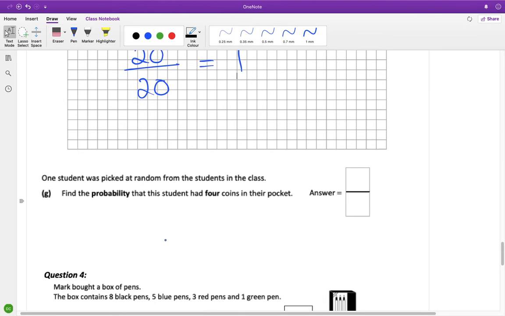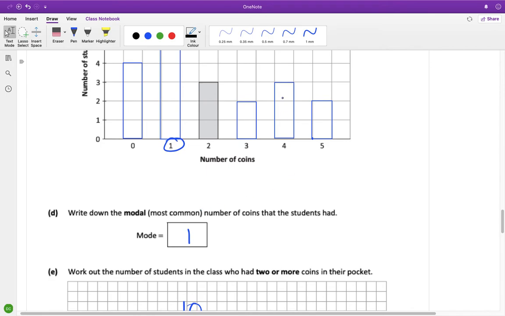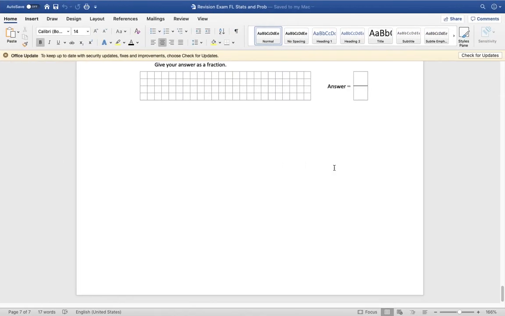Find the probability that, so one student is picked at random from the class, find the probability that this student has 4 coins in their pocket. So how many had 4? 3 students had 4 coins out of 20 students. So 3 out of 20.